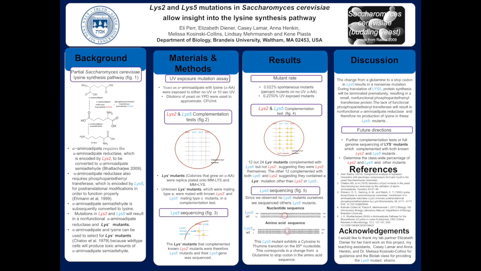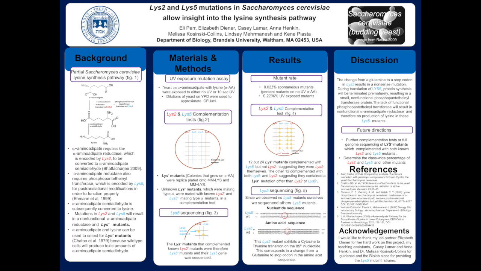First, we need to understand the lysine pathway in yeast. Here we have a partial Saccharomyces cerevisiae lysine pathway. Alpha aminoadipate is converted into alpha aminoadipate semialdehyde by the alpha aminoadipate reductase, which is encoded by lys2. In order to function properly, this alpha aminoadipate reductase also requires phosphopantetheinyl transferase, which is encoded by lys5. The alpha aminoadipate semialdehyde is then converted into lysine. So mutations in lys2 or lys5 that make alpha aminoadipate reductase or phosphopantetheinyl transferase non-functional would result in lys mutants.